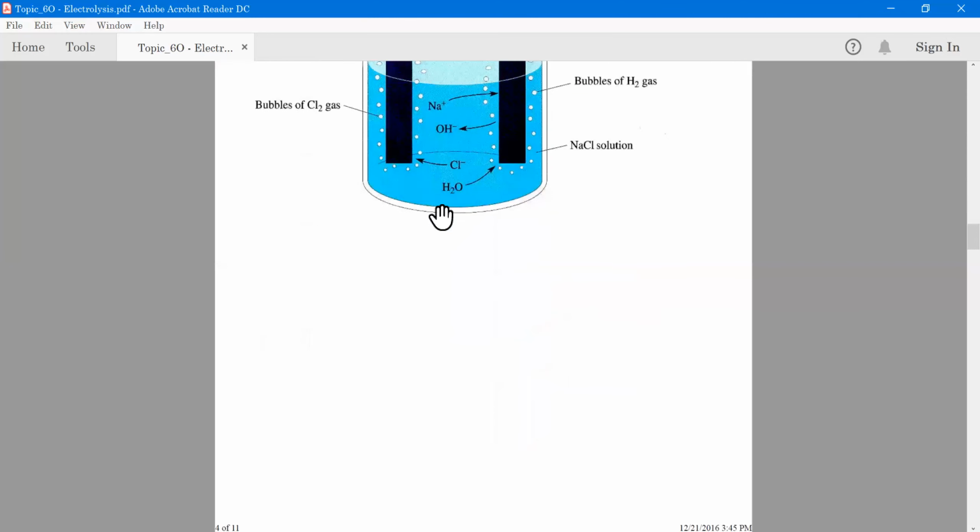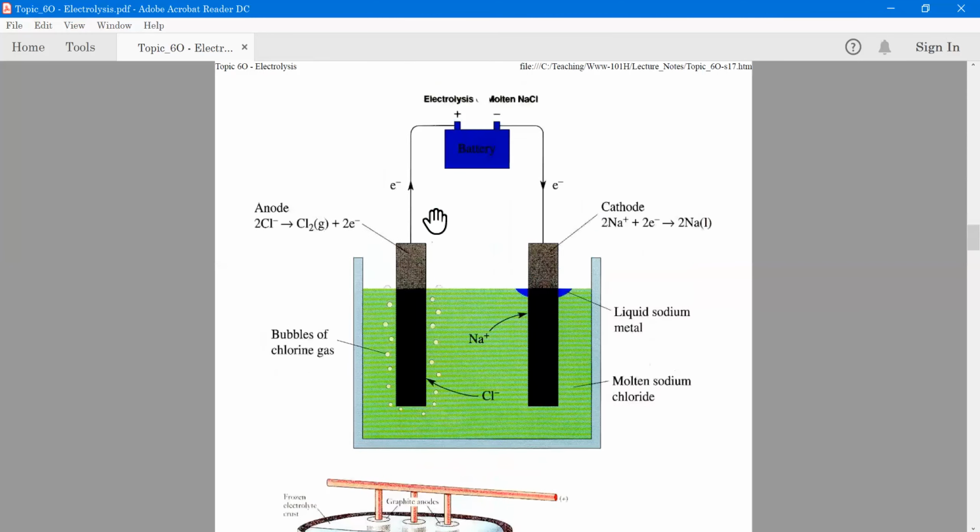Now, another way of doing this, if you think about it, is instead of having a solution of sodium chloride, what if we simply take a salt, sodium chloride, and melt it? In that case, there is no water involved. The only ions that are present when the sodium chloride melts, and it's shown here as this green region, the only ions that are in this mixture, this melt, are sodium ions and chloride ions.